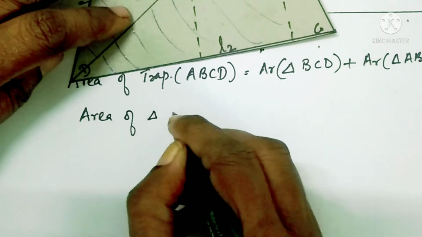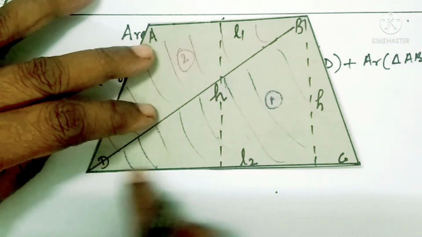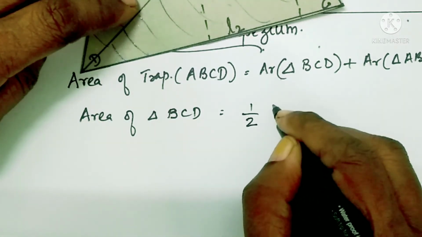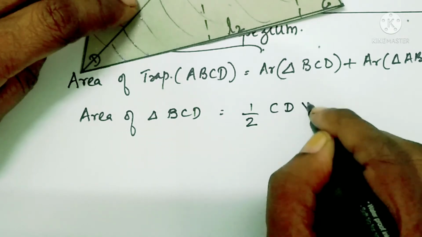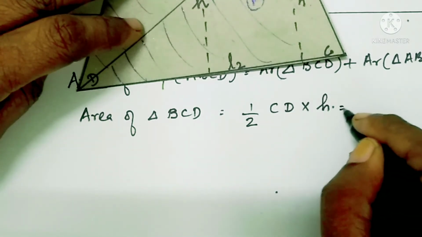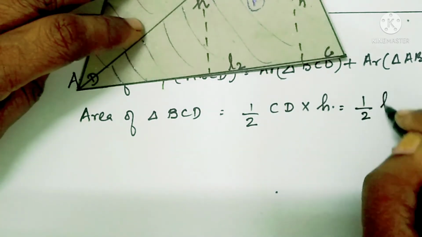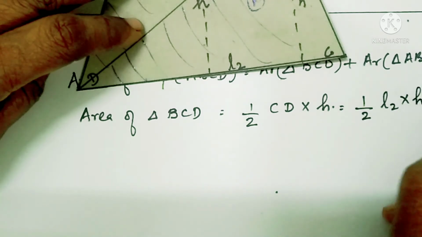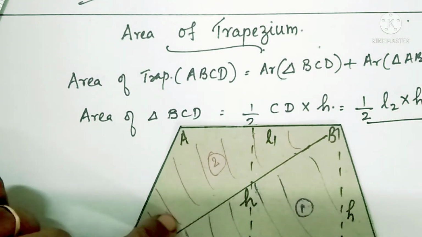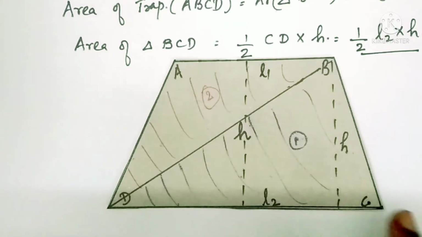So let us write that area of triangle BCD. What is the name of the base? CD. It is equal to half into CD into H. Now the length of CD we have taken as L2, that is half into L2 into H. So this we have. Now we have to find this height. Okay, how will you find this height? We have no idea, right?